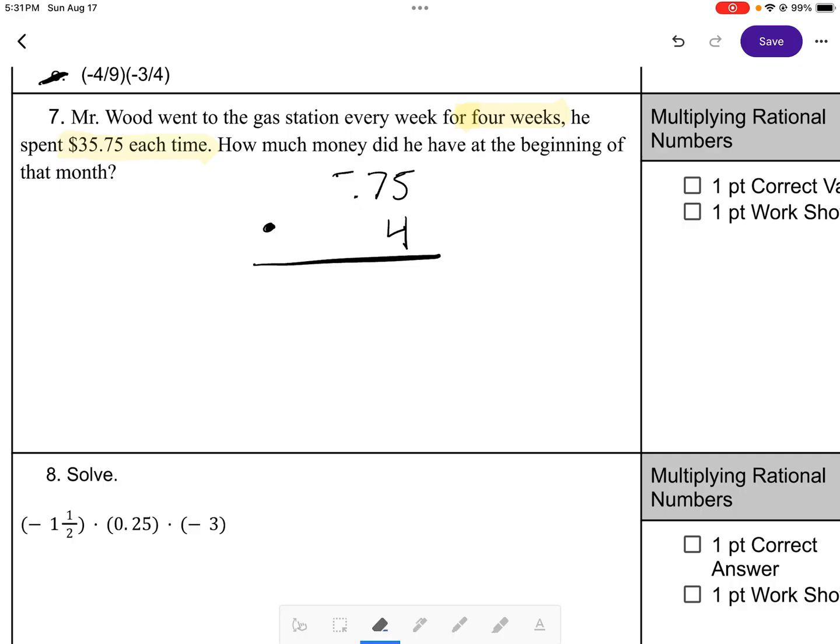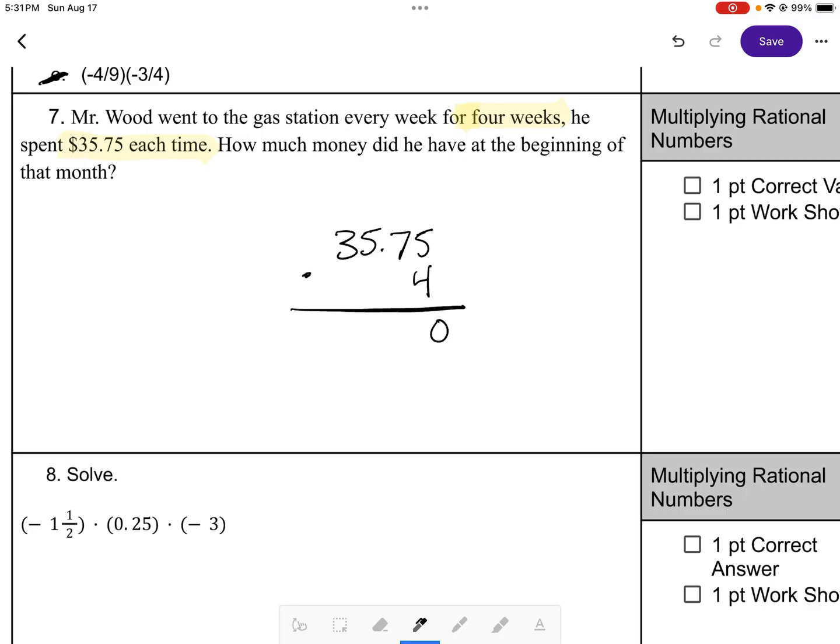So actually, Mr. Woods is going to move this down, because that's going to be kind of tight. So 35.75 times 4. 4 times 5 is 20. 7 times 4 is 28. And that's 30. 0. Bring up the 3. 4 times 5 is 20 again. Add it to 3. That's 23. 4 times 3 is 12. 12 plus 2 is 14. All right, I'm going to cross off most top numbers.